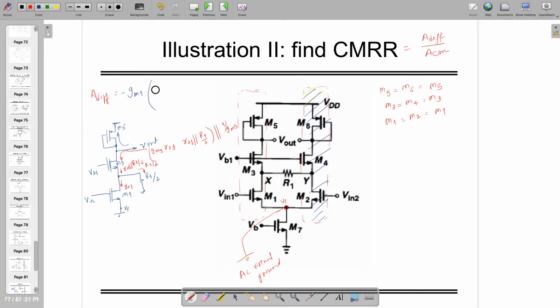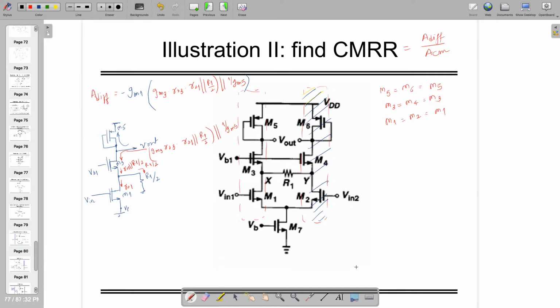Notably you can write down the whole thing over here: GM3 times RO3 times RO1 in shunt with R1 by 2 and in shunt with 1 by GM5. So that's the differential gain for this circuit, right? Now we might be interested in the common mode when both the networks are identical. In that case this is not AC virtual ground, and what is going to happen?